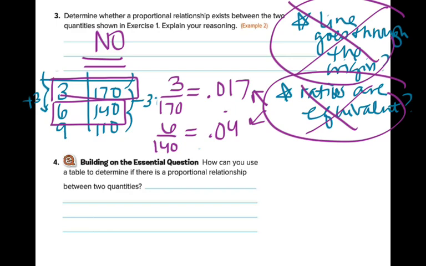Finally, building on the essential question, how can you use a table to determine if there is a proportional relationship between two quantities? That's up to you. I can't tell you what to put there. All I can tell you is that you can use a table, and I want you to think about how you would. We did two different ways. I did one way where we looked to see what an ordered pair would be when x was 0 or y was 0. Does the line go through the origin? Or you could look at the ratio. So you decide how you want to put that into words.